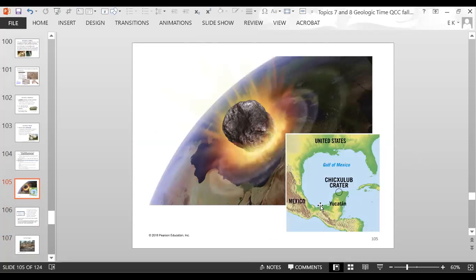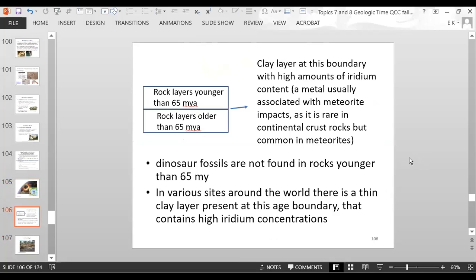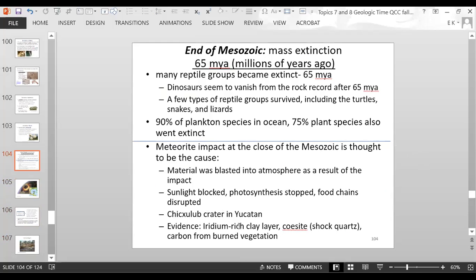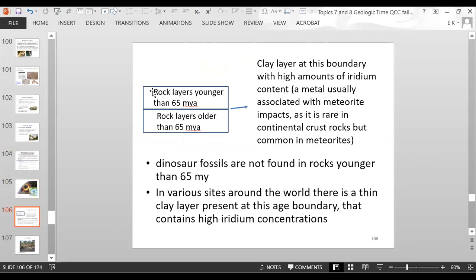Okay, so here is the Chicxulub crater. And the evidence is an iridium-rich clay layer, shock quartz, and carbon from burned vegetation. So you'll have rock layers that are younger than 65 million years and rock layers that are older than 65 million years. And in the middle, there is a clay layer around different parts of the Earth with high amounts of iridium. Iridium is a metal that's associated with meteorite impacts, but it is rare to find it as part of the Earth's crust. And there are various sites around the world where this thin clay layer exists with high amounts of iridium. So that is part of the evidence that there was a meteorite impact.